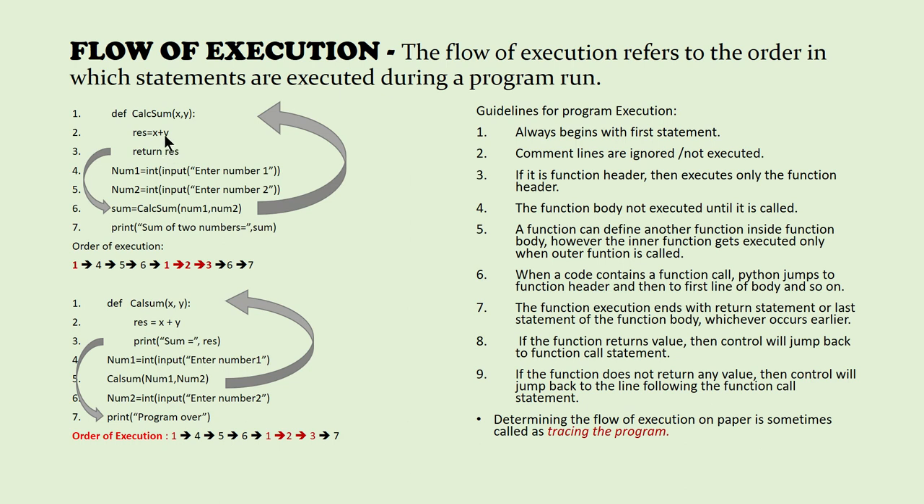If it is, even though it is a function, that gets executed only when you call the outer function. When a code contains a function call, Python jumps to the function header and then to the first line of the body, and so on. So here there is a function call statement. If there is a function call statement, it will go to the header. So what is the function name? It is calcsum. So it will go to the function header with the name calcsum. After that, from the first line onwards, it will start executing.